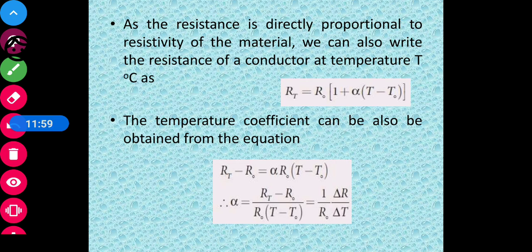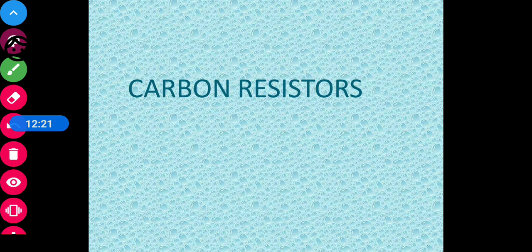As the resistance is directly proportional to the resistivity of the material, the expression can also be written as R T equals R naught times 1 plus alpha (T minus T naught). From this expression, we can write the expression for the temperature coefficient as 1 upon R naught times del R upon del T. Now, the carbon resistors I am going to take in the second part.